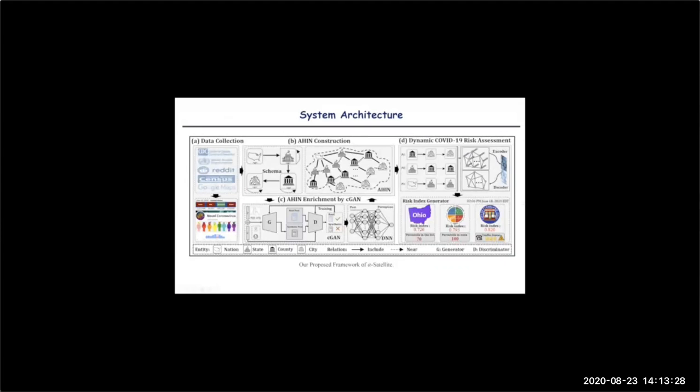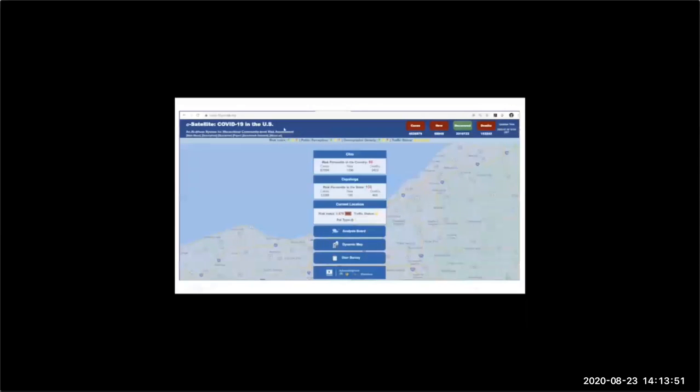So we devised a novel heterogeneous autoencoder for the risk estimation. And in this way, the risk index will be provided in a hierarchical manner for any given area and its associated county and state. This could enable people to select appropriate actions. So this is our developed system.